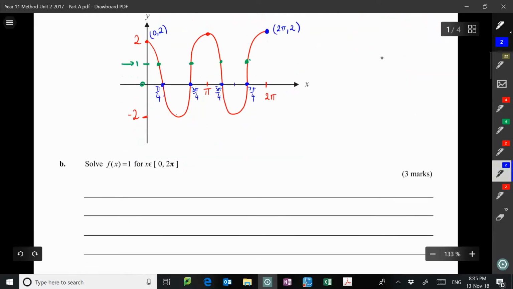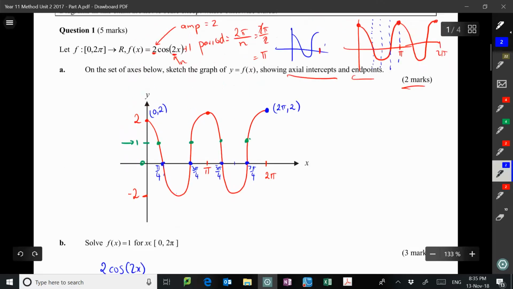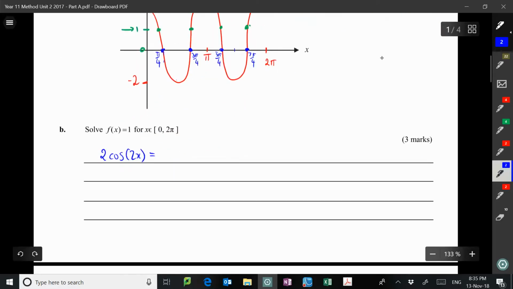So we had 2 cos of 2x, and we want this to equal 1. In order to solve for x, because that's what they're asking me to solve for, I have to remove the 2, so divide both sides by 2. Cos of 2x is equal to half. So you're really looking at your unit circle. Hopefully you remember the unit circle.